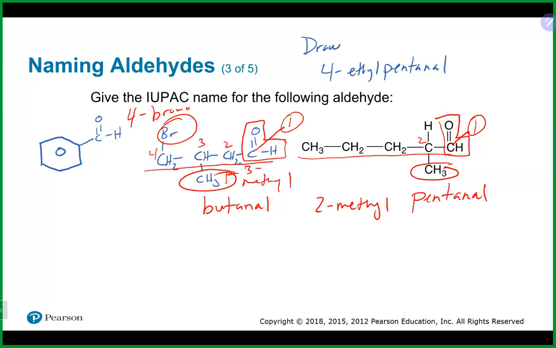Still need to go alphabetical here. So we'll go 4-bromo, dash, 3-methylbutanal. Obviously all together, not squeezed down underneath. Any questions on either of those names there?